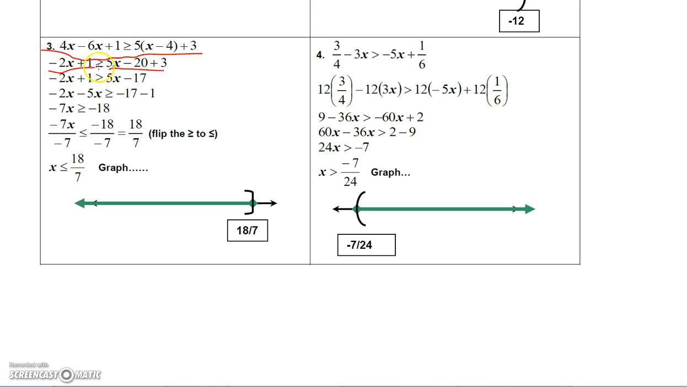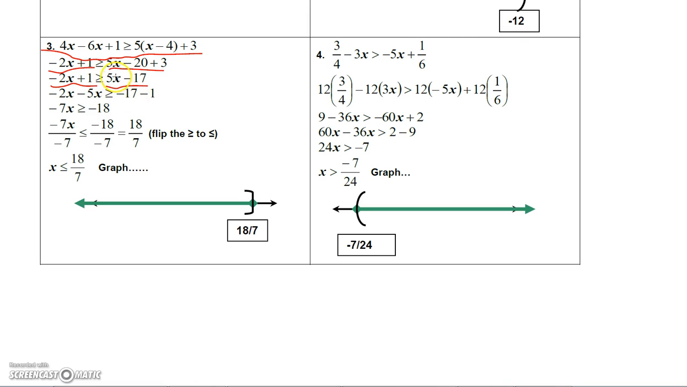Notice I didn't change the inequality. It's still greater than or equal to. And then here I can combine minus 20 plus 3 and get minus 17. So I have minus 2x plus 1 is greater than or equal to 5x minus 17. Now, notice I want my x's to the left and I want my numbers to the right.